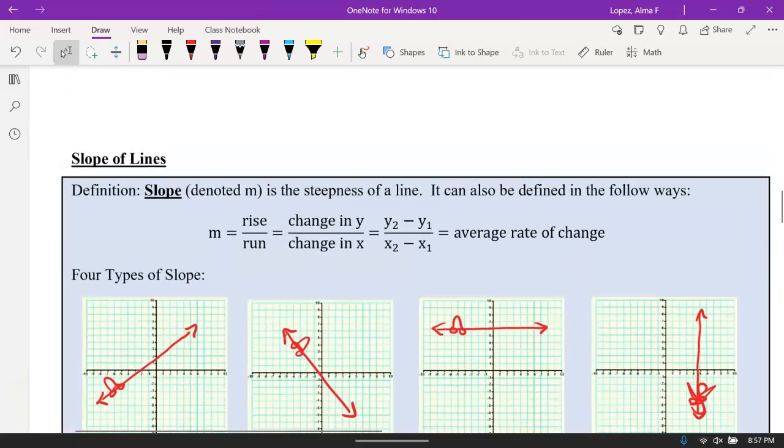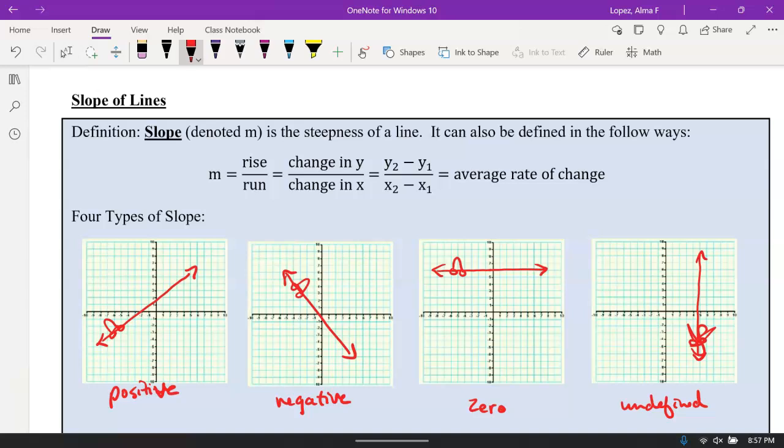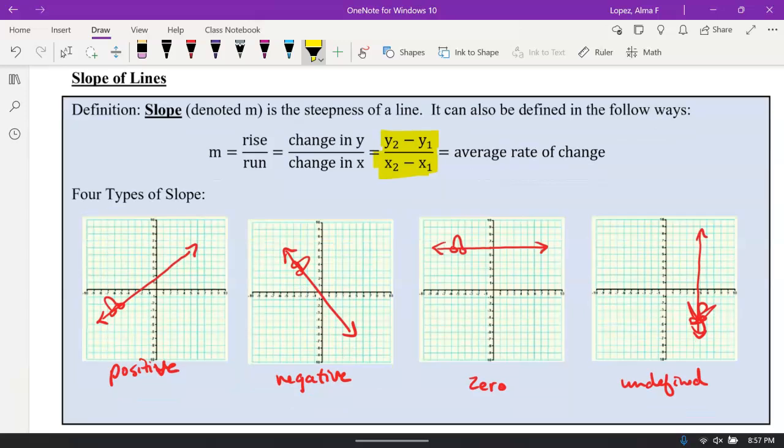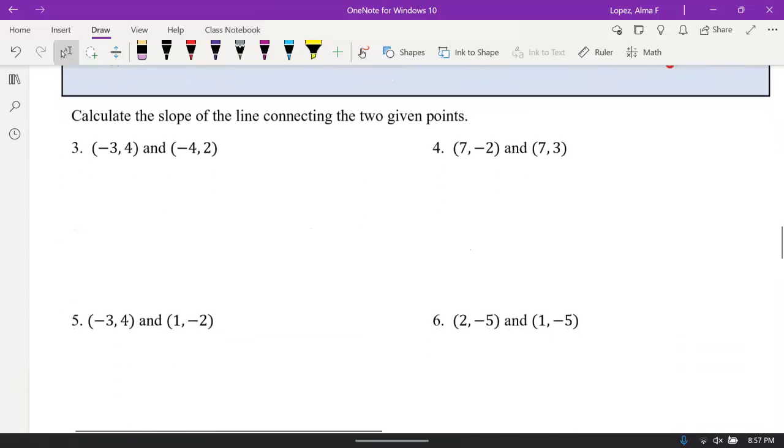Let me go back up. Here is the slope formula. And I'm actually going to rewrite it down here so I'll be closer to what we're doing. It is y sub 2 minus y sub 1 over x sub 2 minus x sub 1.